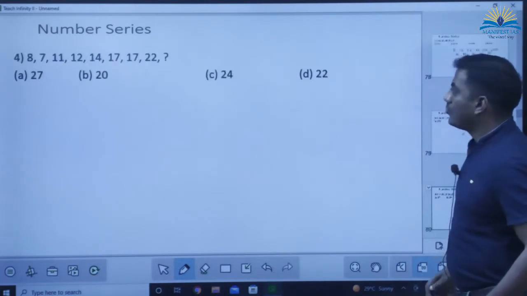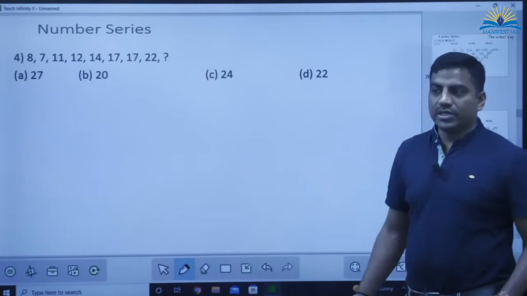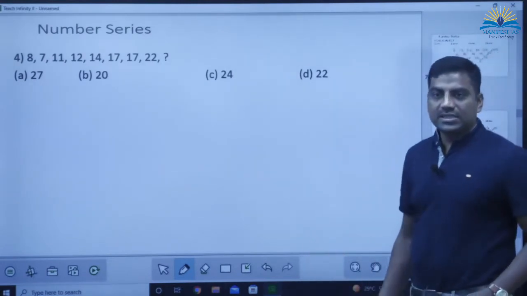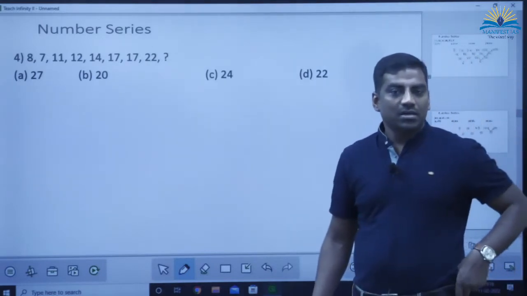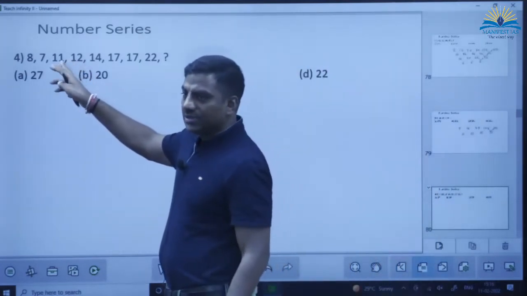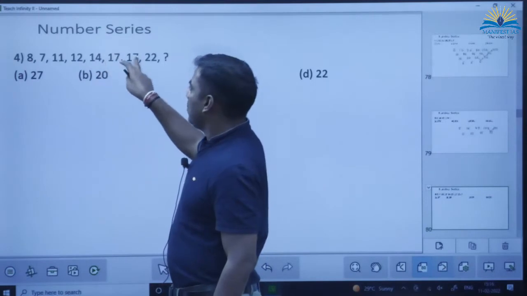Next. 8, 7, 11, 12, 14, 17, 17, 22. Look at the pattern. Is it increasing? Decreasing? First term decreased. Again, increase, increase, increase, increase, same increase.